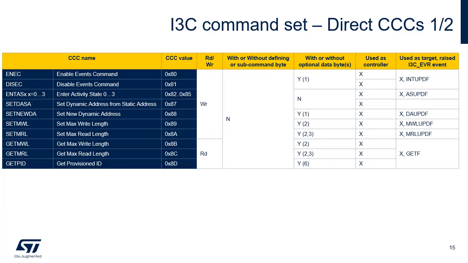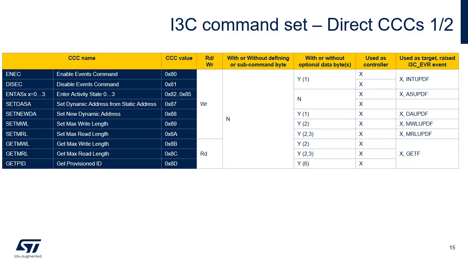This slide and the next one list all supported direct CCCs. The ones that can also be transported through a broadcast CCC have been explained in the previous slide. The SetD-ASA allows the controller to assign a dynamic address to one target using the target's static address. This is faster than the ENT-DAA dynamic address assignment procedure. The SetD-ASA CCC should be used before the ENT-DAA CCC is used. All targets without assigned dynamic addresses will respond to the ENT-DAA CCC.